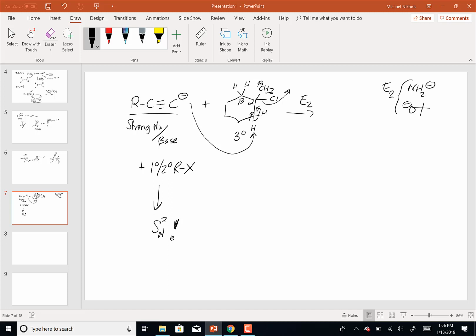Any other questions? Can you do some examples of assigning oxidation states? Sure.